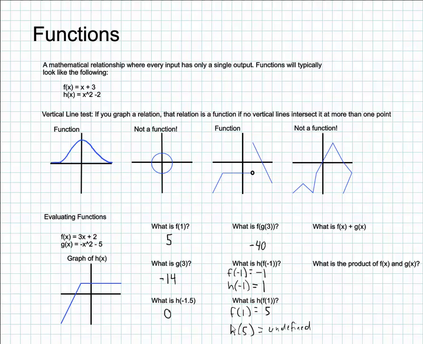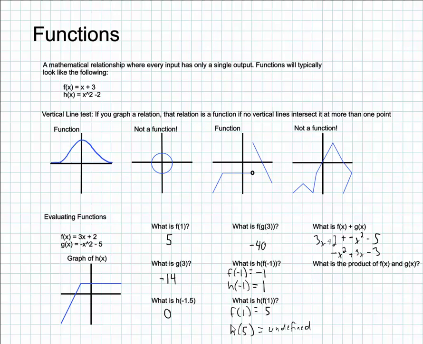Okay, what is f of x plus g of x? Well, we haven't done one like this before, but you can safely assume that you could add functions just like you could add anything else. So in this case, we would get 3x plus 2 plus negative x squared minus 5. And then we can combine the like terms. So that gives us negative x squared plus 3x minus 3.